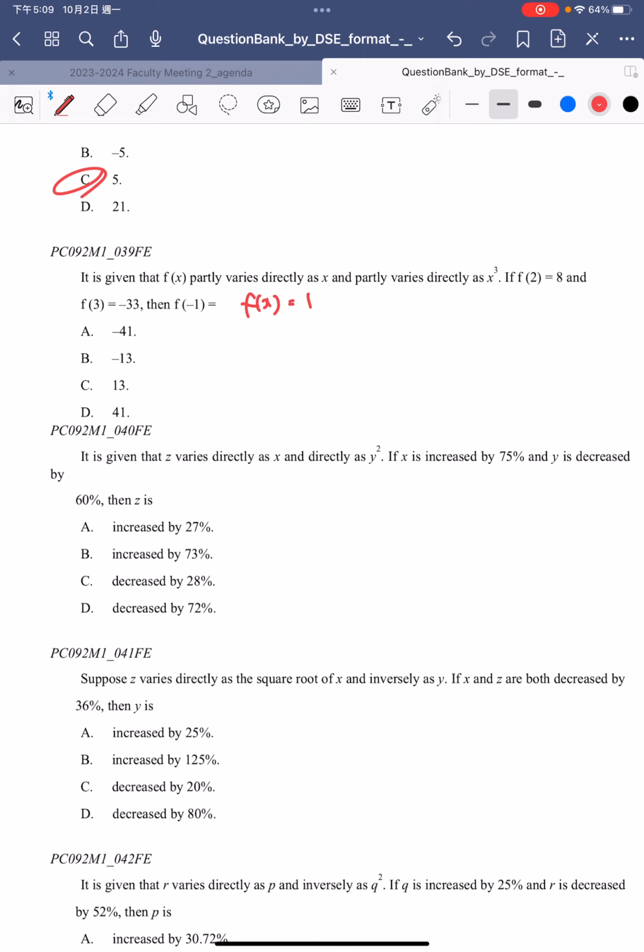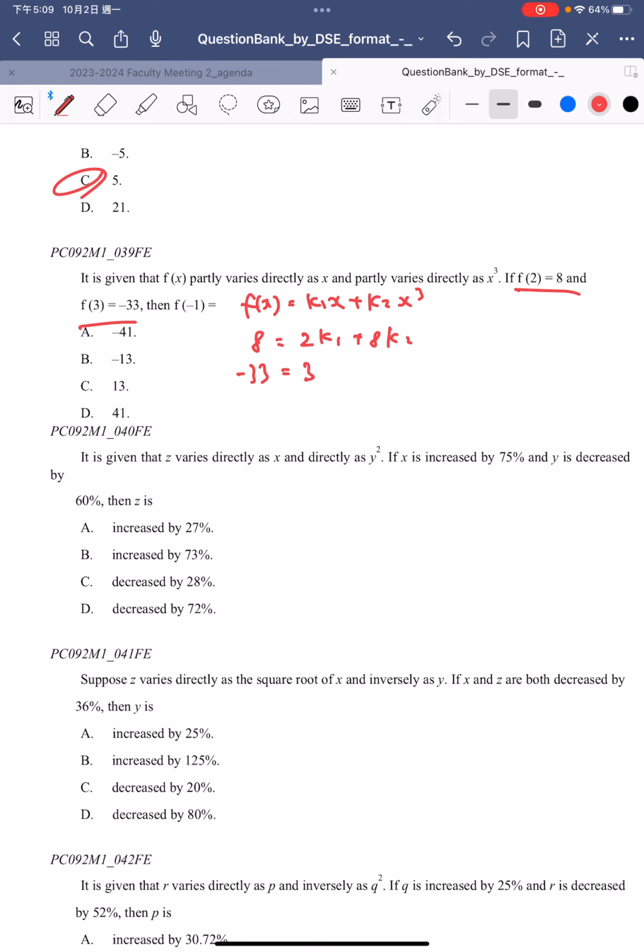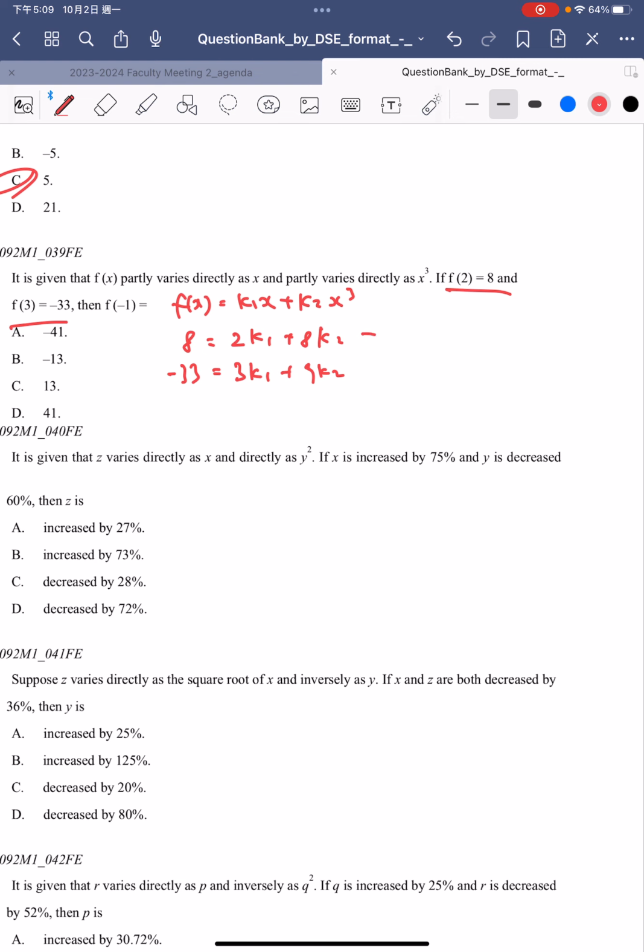So question 39, we have f of x varies directly as x. F of x is equal to k1 x plus k2 x cubed. Then we have f of 2 equal to 8, so we have 8 equal to 2k1 plus 8k2. And we have f of 3, so negative 33 is equal to 3k1 plus 9k2. For this one, we can simplify it by taking out the common factor. We have 4 equal to k1 plus 4k2, and negative 11 equal to k1 plus 3k2.